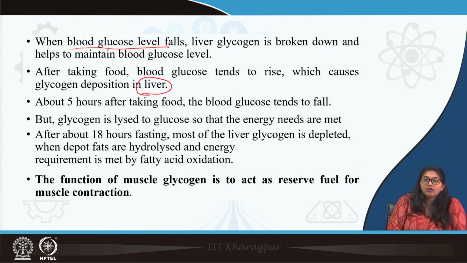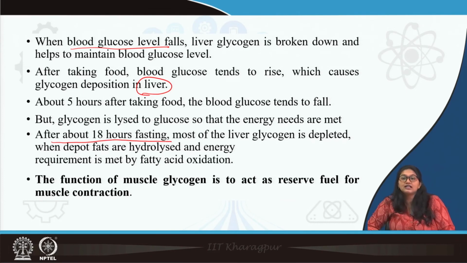Now, what happens after a meal? After 5 hours the blood glucose level tends to fall and glycogen breakdown starts, but after 18 hours of fasting the liver glycogen content is depleted. Then fatty acid oxidation starts, from where energy comes, and muscle glycogen acts as a reserve fuel for the muscle's own function.